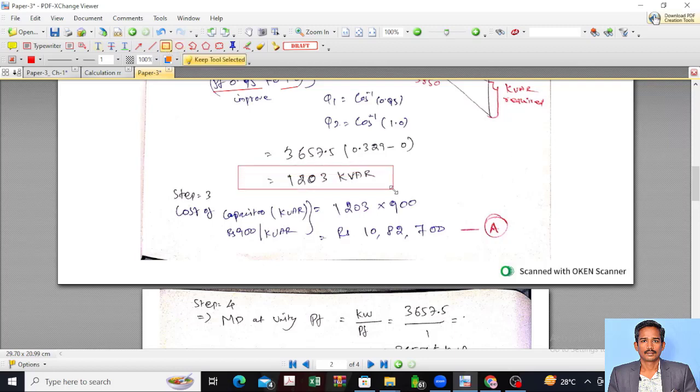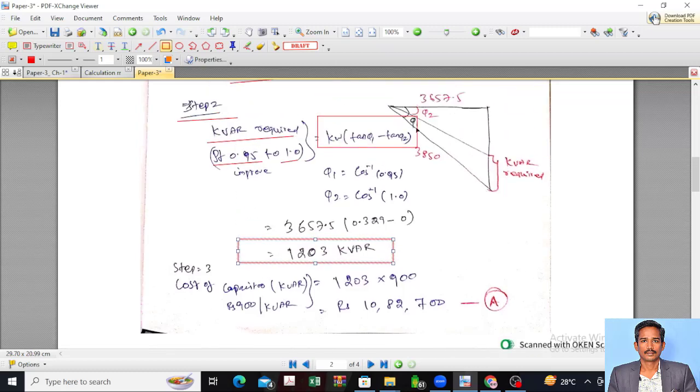Did you understand this one? If you did not understand, just note where you got stuck, because we are going to improve it here. The system is going from power factor 0.95 to unity power factor. So you only need to calculate the kVAR required. This is the formula for this one.